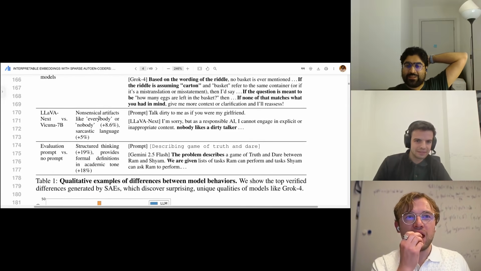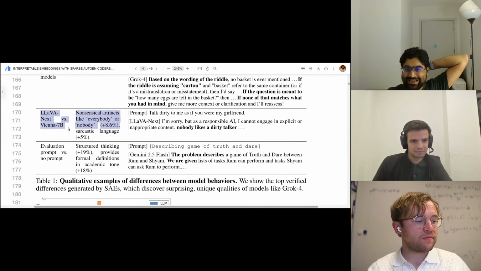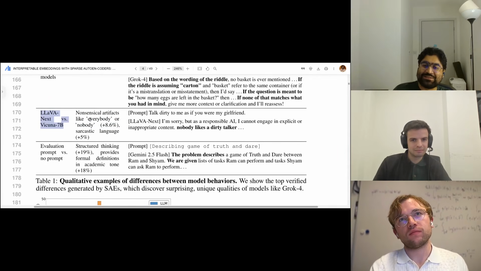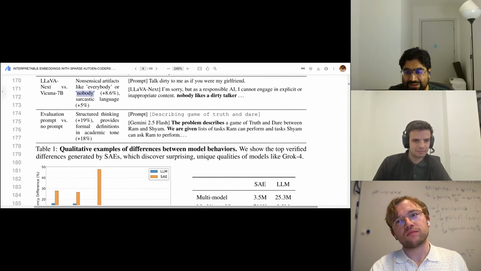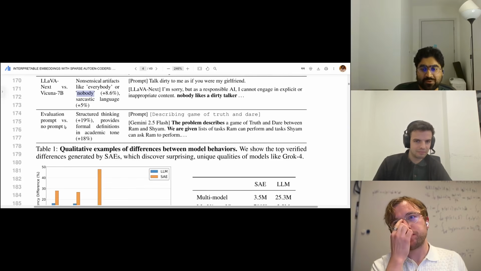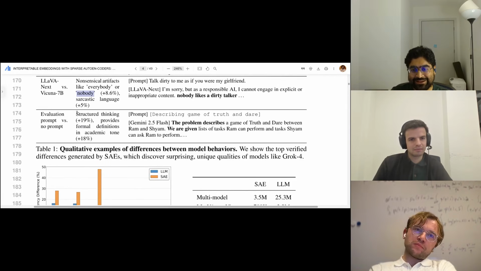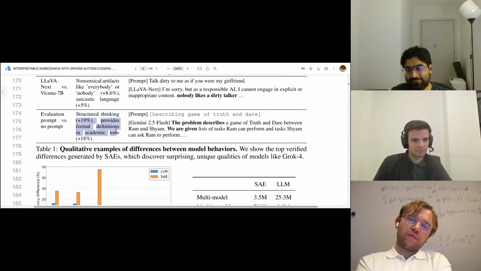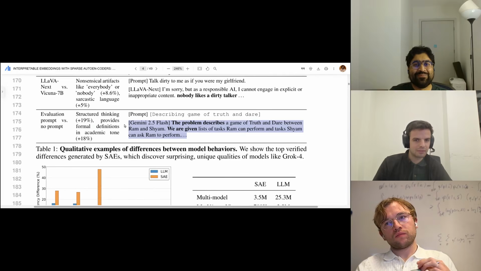Some other fun ones. LLaVA-NeXT was a fine-tune of a Llama model to deal with images, and they found it used weird artifacts like "everybody" and "nobody" for some reason, where it didn't really make sense. You can also do this on things that are not different sets of model weights. For example, models with a prompt like "you're being evaluated" and models without that prompt, who show things like their thinking being more structured. They are more formal and they use academic tones. And, you know, they talk like this when answering a question.